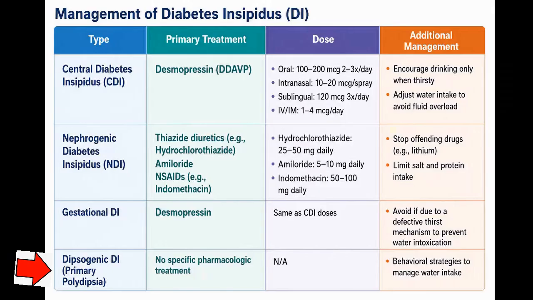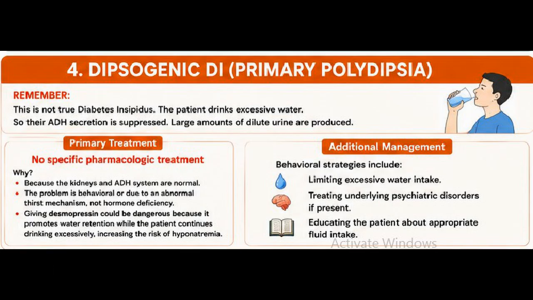4. Dipsogenic DI, primary polydipsia. Remember, this is not true diabetes insipidus. The patient drinks excessive water, so their ADH secretion is suppressed, and large amounts of dilute urine are produced.